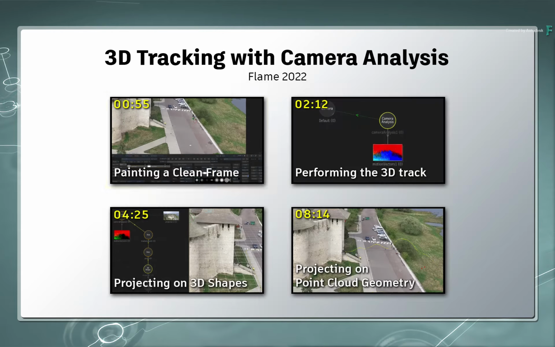So you'll start off with looking at the shot and creating a clean frame. Next, you'll analyze the camera movement for the 3D track. And finally, you'll produce the cleaned up shot by projecting the clean frame either over a flat 3D shape or 3D geometry generated by the point cloud.